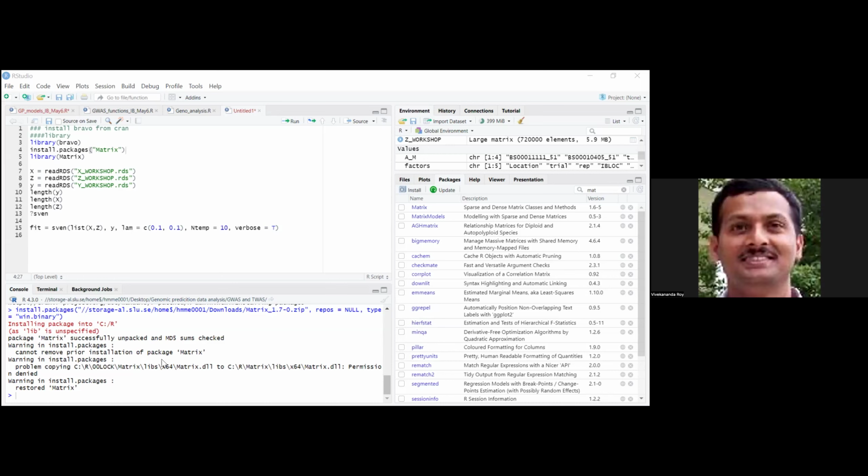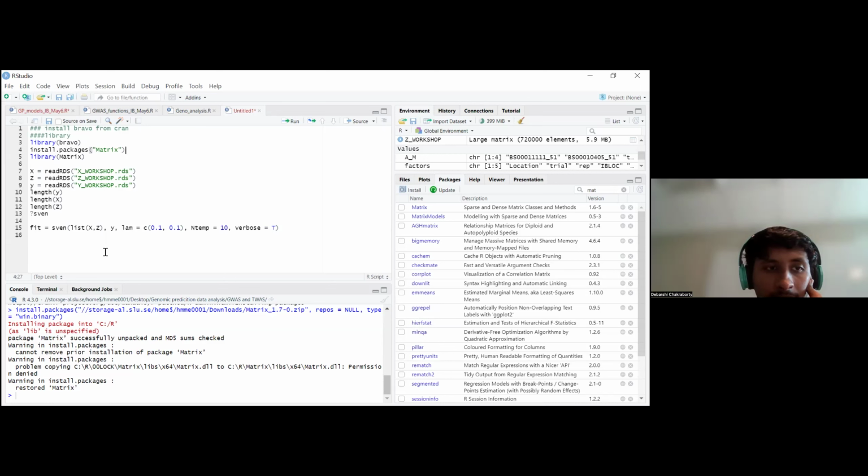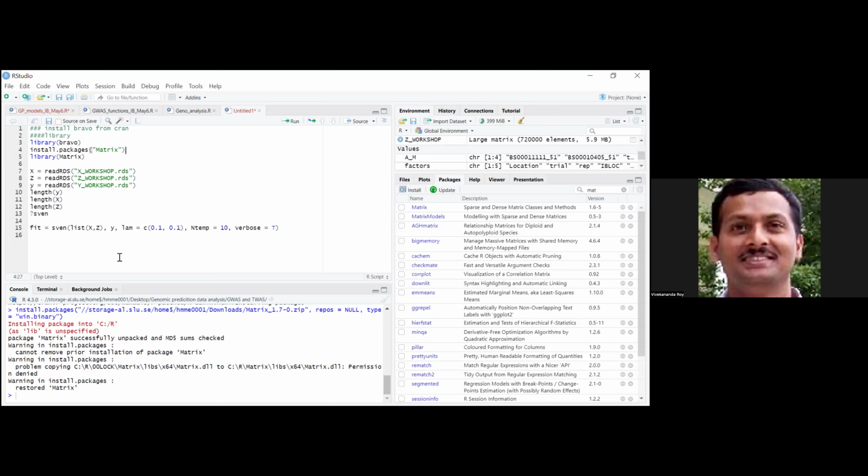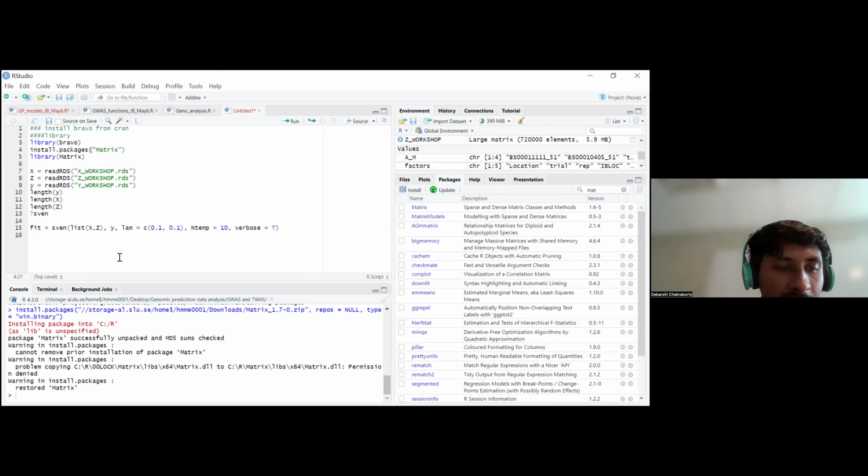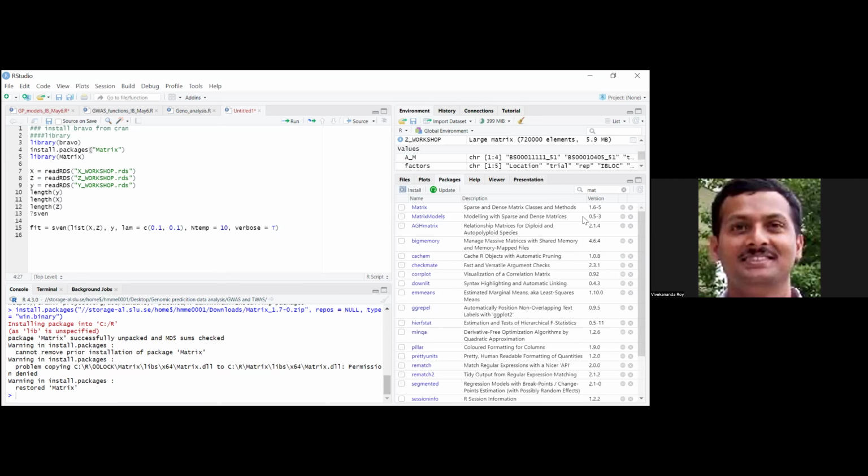Also I want to try, instead of a list, if you just provide in the SVEN the X matrix, whether it is running. Yeah, it's running. Just the X matrix is running. Only when you put the list, it's not running. Let us try once again with just the X matrix. And don't use ntemp equal to 10, just the default ntemp equal to 3 is fine.